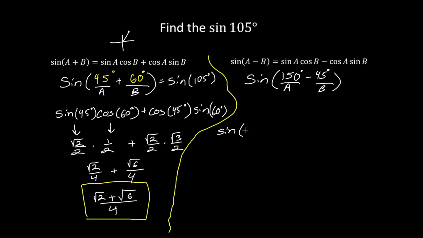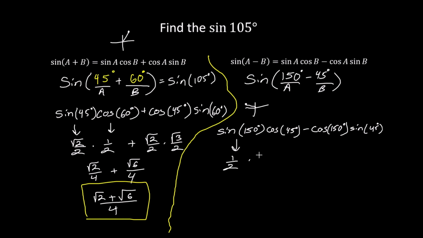The sine of 150 degrees times the cosine of 45 degrees minus the cosine of 150 degrees times the sine of 45 degrees. Ooh, almost ran out of space. Now it's just a game of solving it. The sine of 150 degrees, well, 150 degrees is over here, where I have a small y-coordinate.